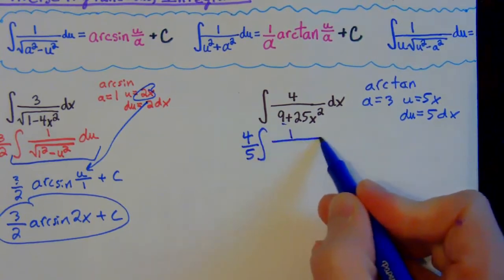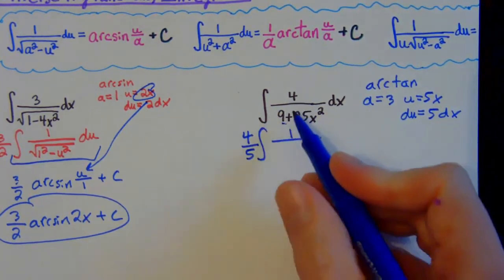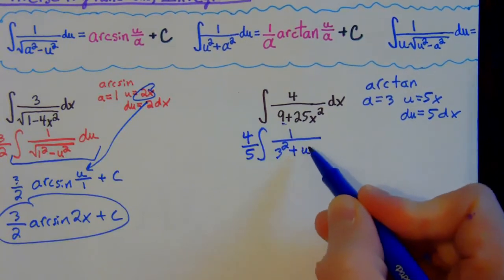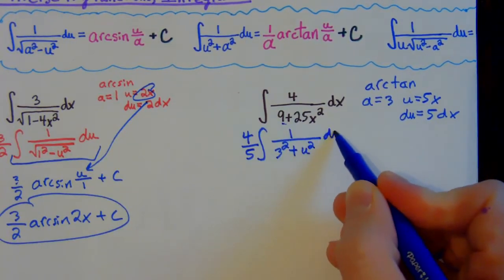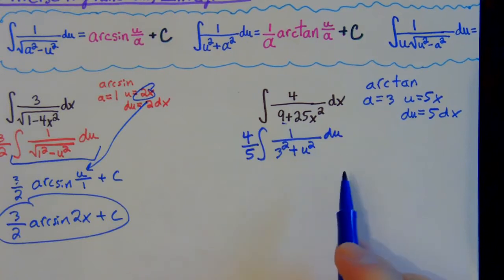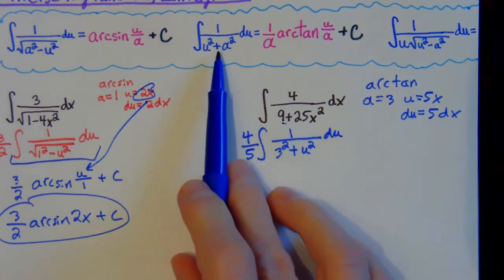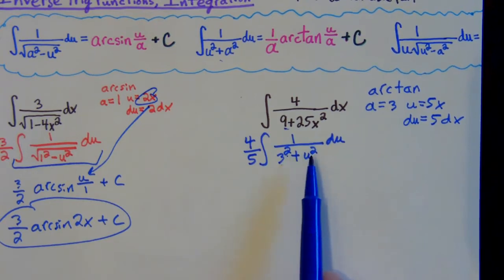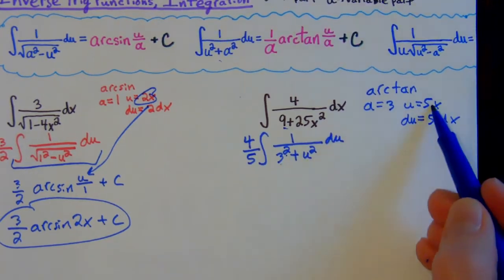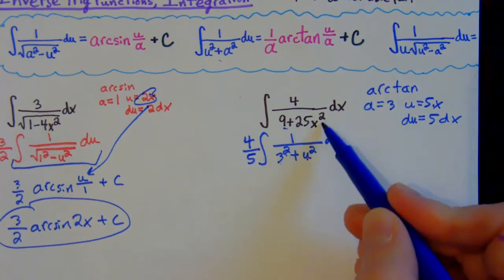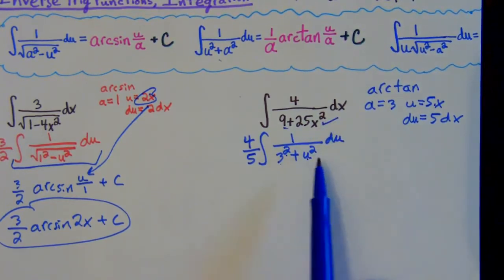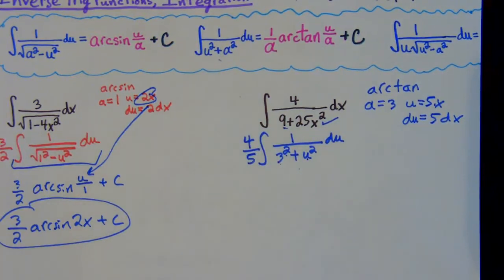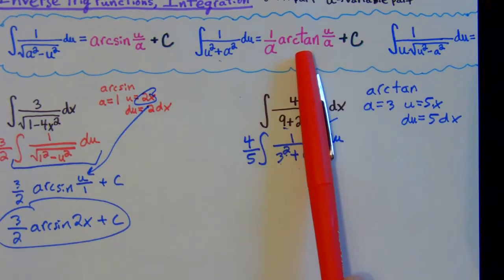And then I'm going to rewrite this thing. So the 4 is already handled. So I'm going to go 1 over, this is like a 3 squared plus the u squared, tag on the du. Now you can just leave that as 9 plus u squared if you want, but I really like to match that pattern as closely as possible. So I have a number part being squared plus that variable part being squared. Again, if you plug in that 5x right there and square it, you get that 25x squared. And now this is matching this pattern right here. So then when it's time to integrate that, you go straight to the answer.